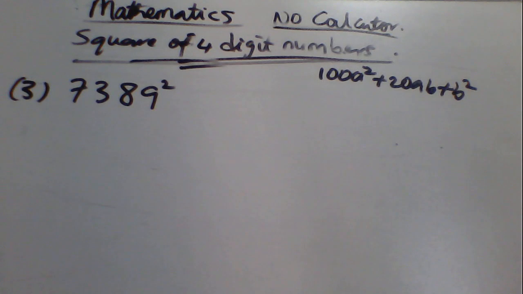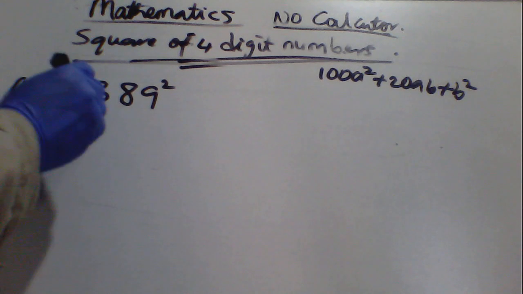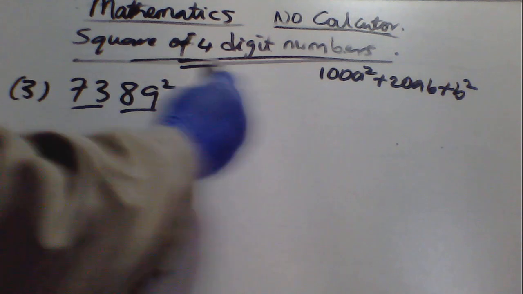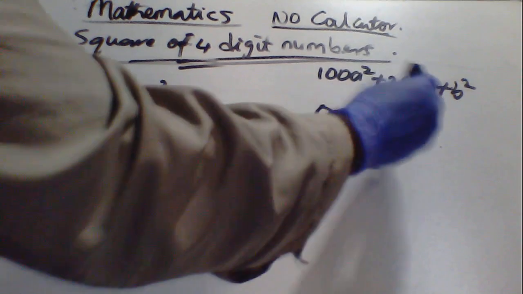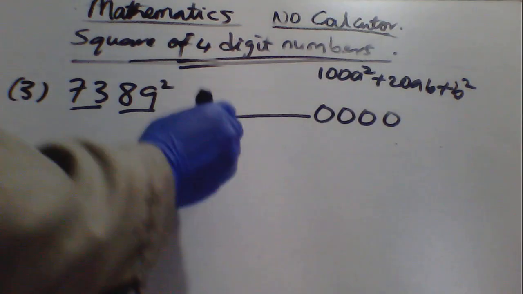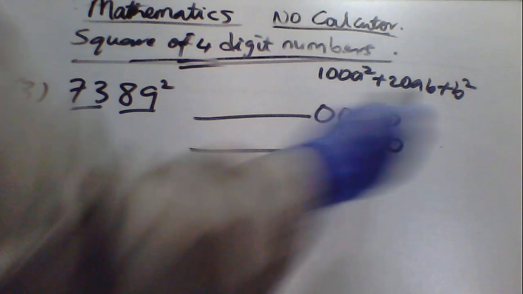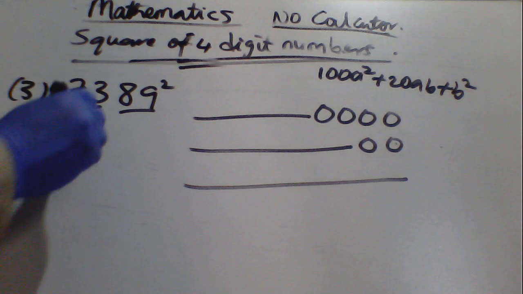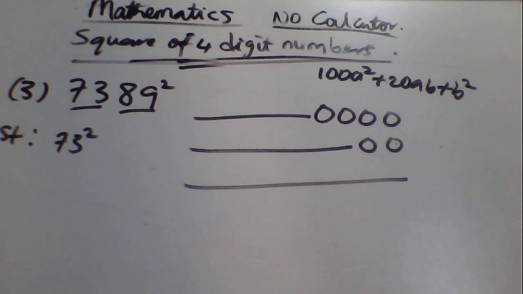The first thing you have to do, because it's a 4-digit number, is to join them as tens and units. Draw your line and write 4 zeros, because there are 4 digits. Draw the second line and write 2 zeros, and lastly draw the last line. The first step is to find the square of 73.